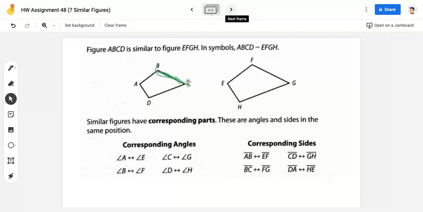BC and FG, and AD and EH, or DA and AG. Okay, so just getting into the idea of corresponding. Now, I'm going to show you two examples. One is going to be pretty straightforward. The other, we're going to have to focus on what we mean by corresponding.